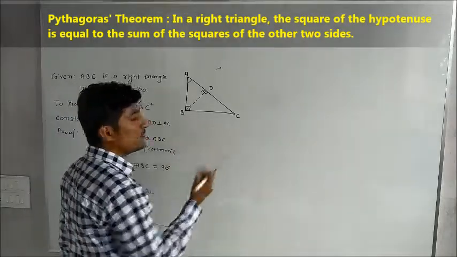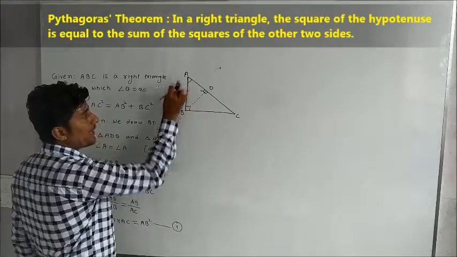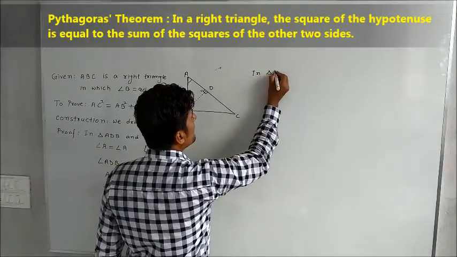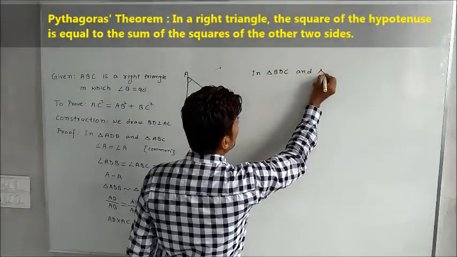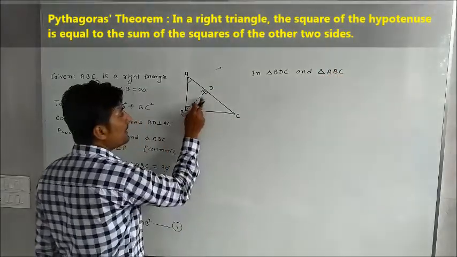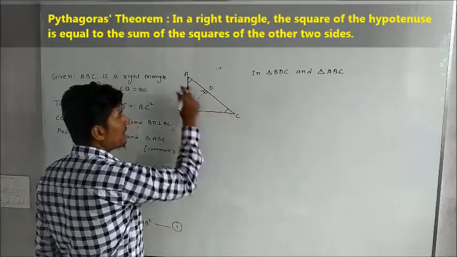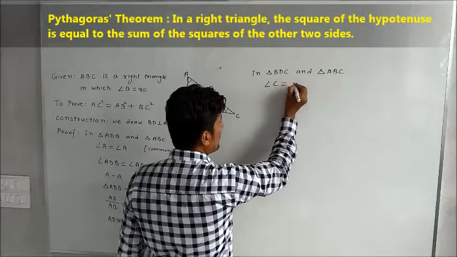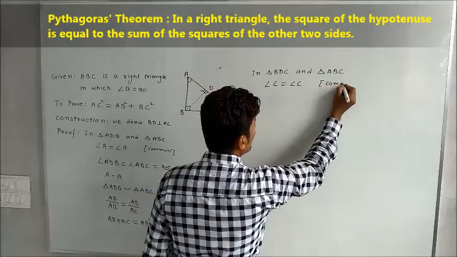After that, we have to take two more triangles: triangle BDC and triangle ABC. In triangle BDC and triangle ABC, in this triangle BDC, angle C is there. In triangle ABC also, angle C is there. So we can write here, angle C is equal to angle C. Why are they equal? Because they are common.